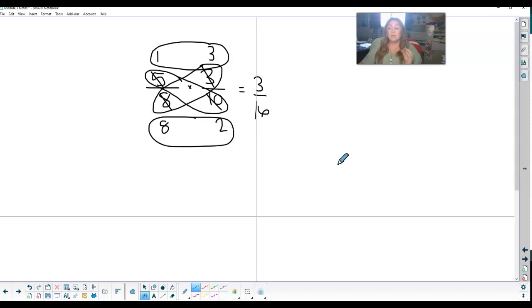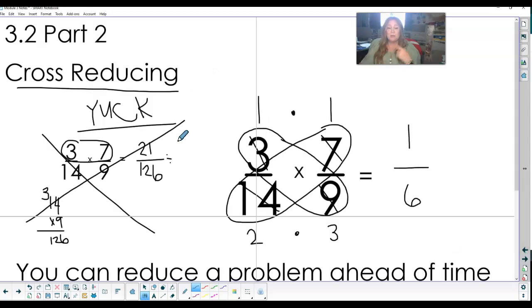So make sure that you are cross reducing. Crisscross: what can these be divided by? Crisscross: what can these be divided by? And then we just multiply the numerators and multiply the denominators. I promise you will be so glad that you did this, because then we don't have to do yucky problems like what goes into 21 and 126. So cross reduce before you multiply.